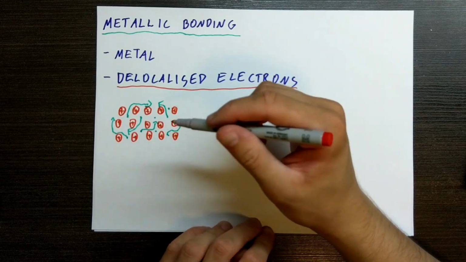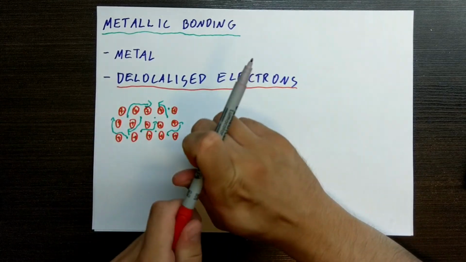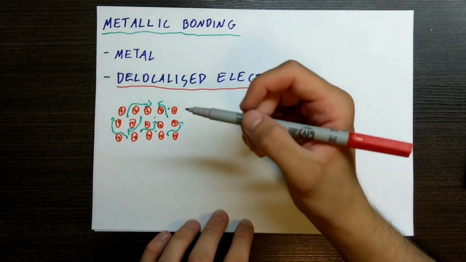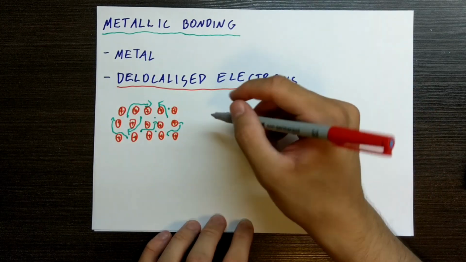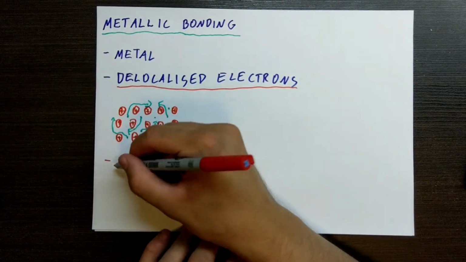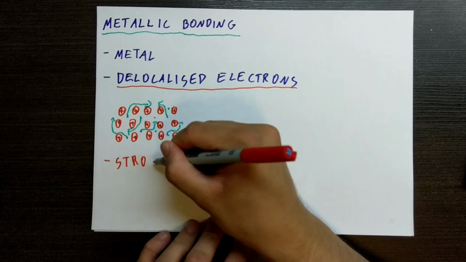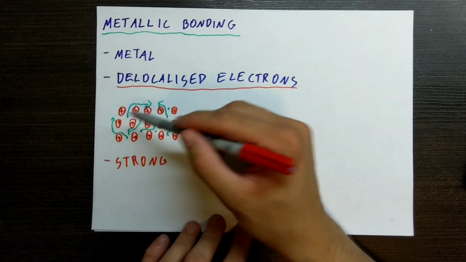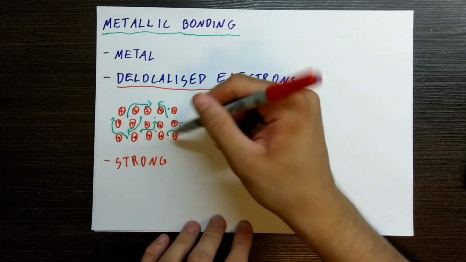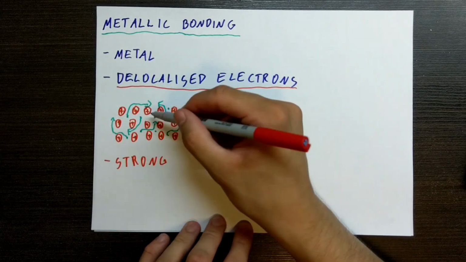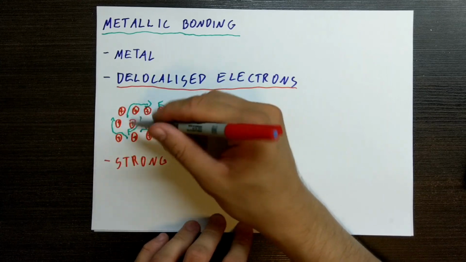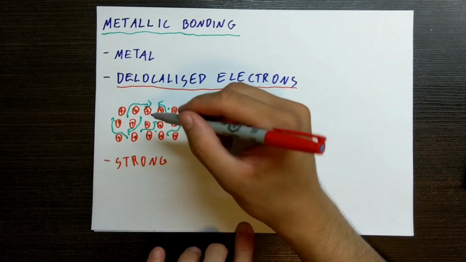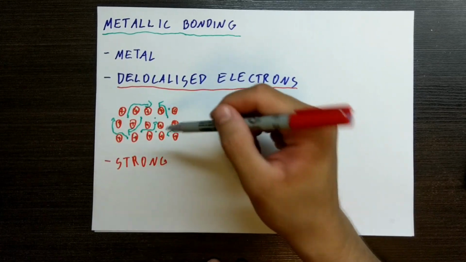And this is important because this is what gives metal its peculiar properties. This is exactly what gives metal its interesting properties. So, first of all, these bonds are strong because these delocalized electrons almost act like glue. They're all moving around, and they're all pulling these nuclei together. So they act like glue. So they are strong. This is a very, very strong type of bonding.